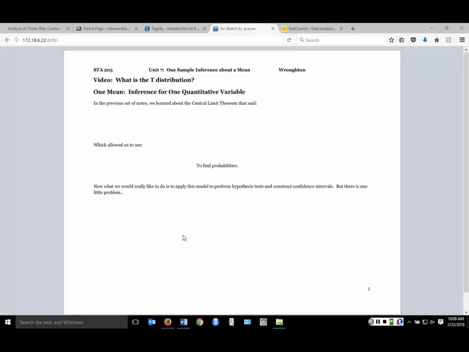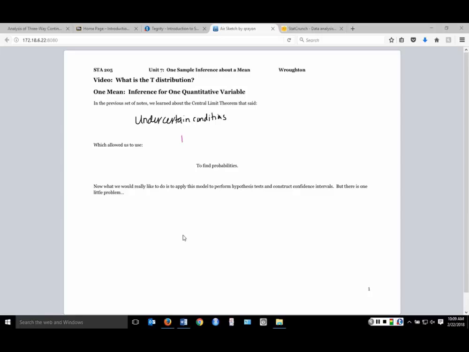So we're now looking at one sample inference about a mean. And so this video is about what the t-distribution is. So we're going to try to understand first why this t-distribution is going to show up. So in our previous unit, we learned about the central limit theorem. And the central limit theorem told us that under certain conditions, which of course we discussed in that set of notes, we would be able to use the following.